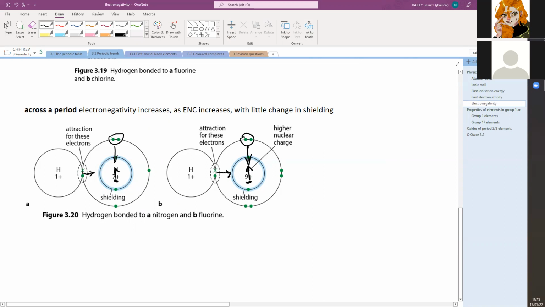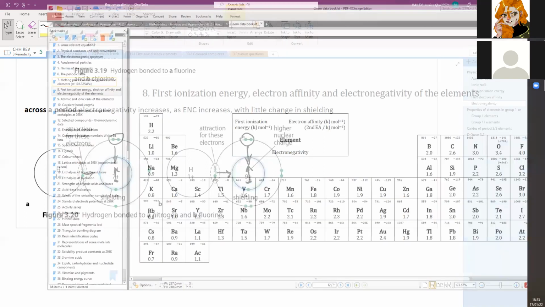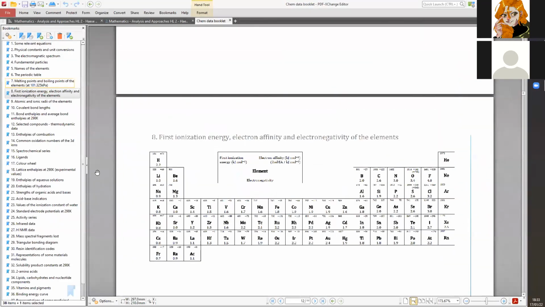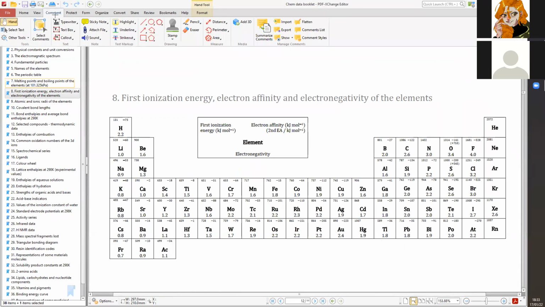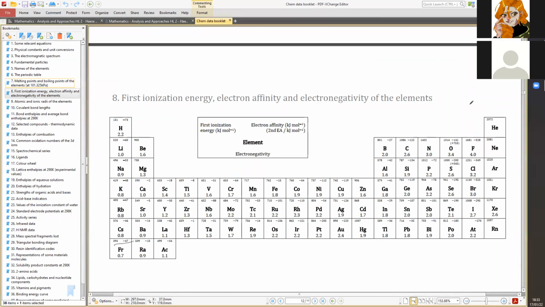And so, I mean, this wouldn't be a problem for paper 2 if they asked you, because you could literally just refer to your data booklet and see how the numbers change. So what you typically would say is that electronegativity increases that way in the periodic table. So bottom left has the lowest, top right has the highest.